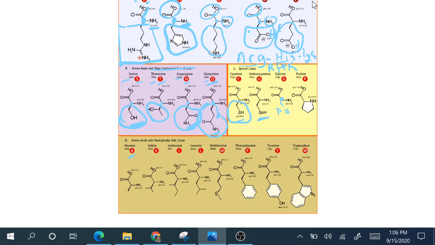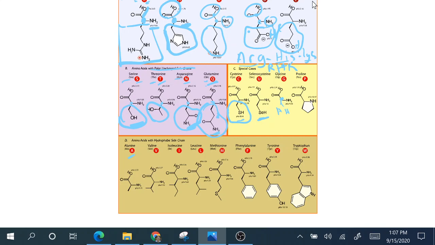Okay, so when we call these polar, nonpolar, or charged, or acidic or basic, we're talking about the R group. The alpha amine and alpha carboxylic acid groups, we don't consider those when we're saying charged, uncharged, whatever, because they are not going to be part of the backbone of the protein, and we'll see that a little bit later on.